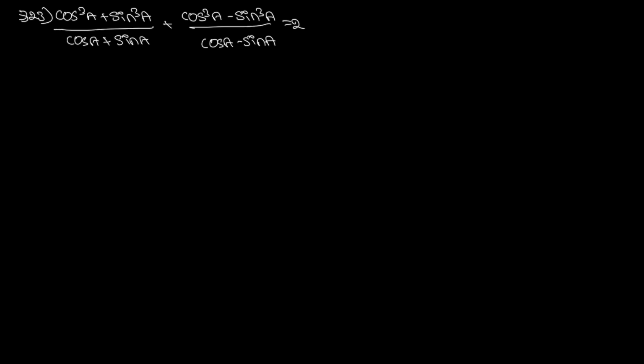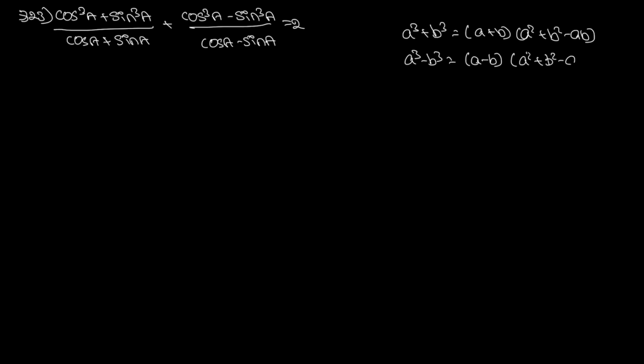Next we have our question number 23, which is in the form of a cube plus b cube and a cube minus b cube. And we know some conditions that a cube plus b cube can be written as (a plus b)(a square plus b square minus ab), and similarly a cube minus b cube can be written as (a minus b)(a square plus b square plus ab). These are the two standard values we'll be having for a cube plus b cube and a cube minus b cube. Let's expand our numerators in this form.